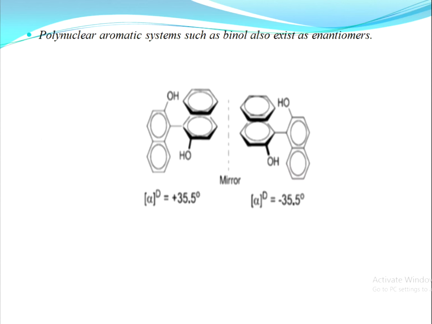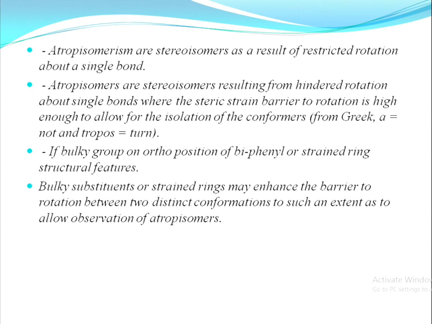See, polynuclear aromatic systems, just like BINOL, can exist as enantiomers. This is an example of enantiomers, and this is the specific rotation of the two. Then atropisomers are stereoisomers due to restricted rotation about a single bond.